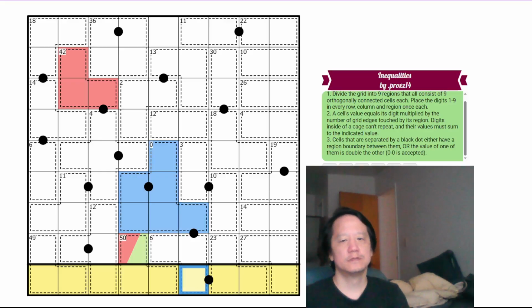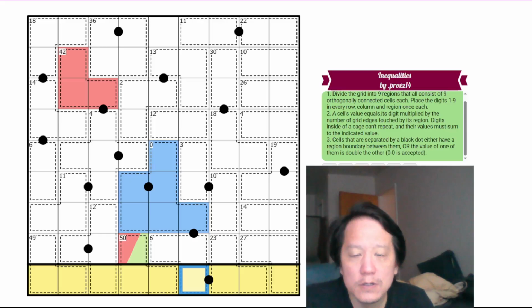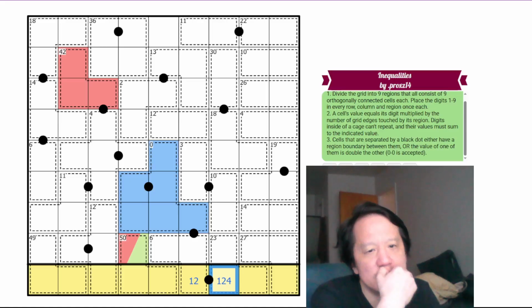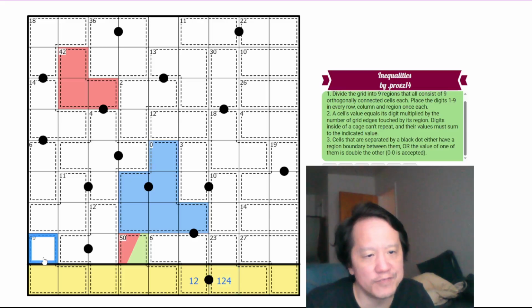This is not a region boundary. So this must be in a 1 to 2 ratio. So we have 1 or 2 here. And if this is 1, this is 2. If this is 2, this is 1 or 4. This is obviously at least touching 1 region. So this is green or red.